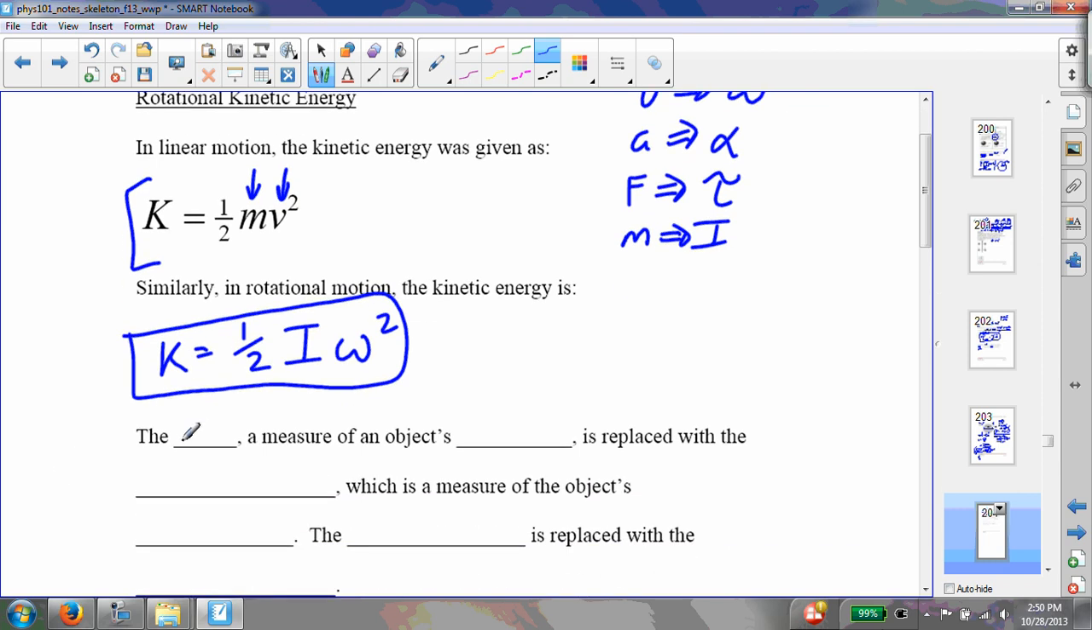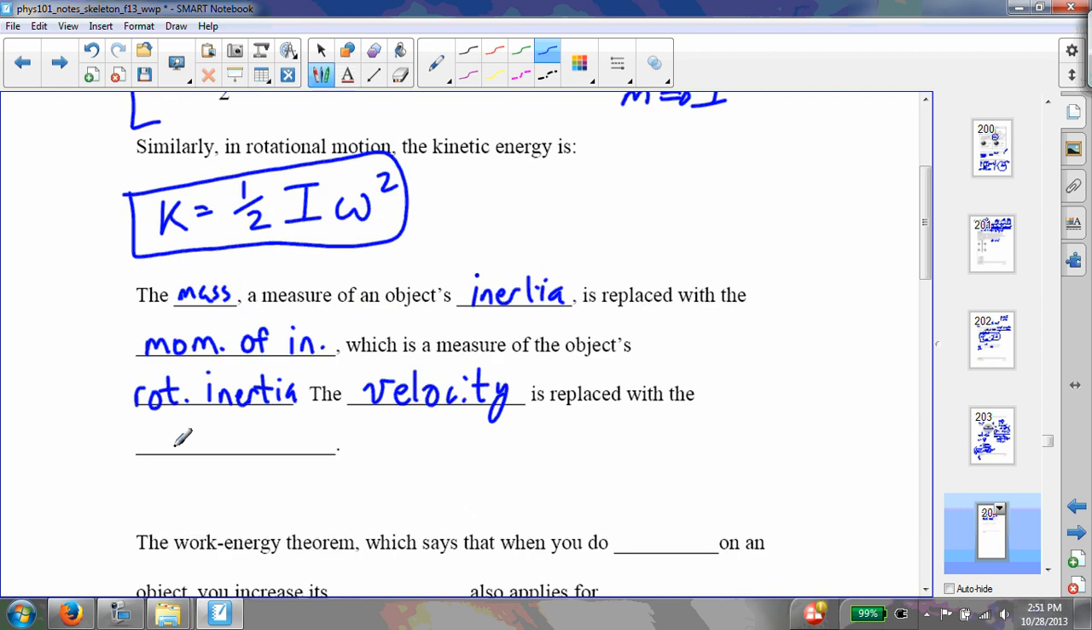So let me just say this in words. The mass, which is a measure of the object's inertia, is replaced with the moment of inertia, which is a measure of the object's rotational inertia. And the velocity, which we usually have in kinetic energy, is replaced with the angular velocity.